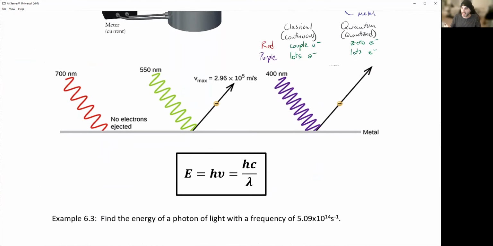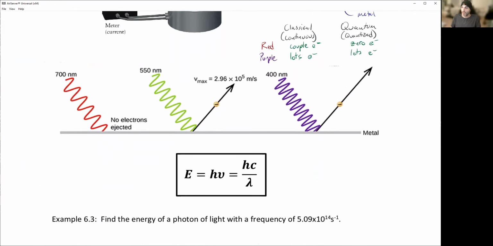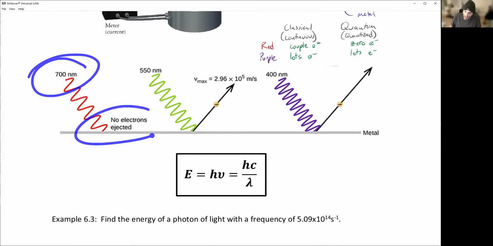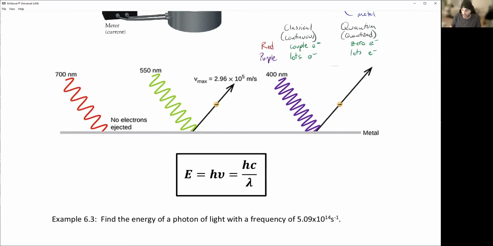And so we can take a look at this and say, okay, energy is quantized. But we can take that a step further and say, if I know the wavelength, I know the energy of the electron coming off. So if I hit this with a photon of 550 nanometers, I know the electron coming off is going to have a speed of 2.96 times 10 to the 5 meters per second. If I hit it with purple light at 400 nanometers, I actually know the energy coming off.